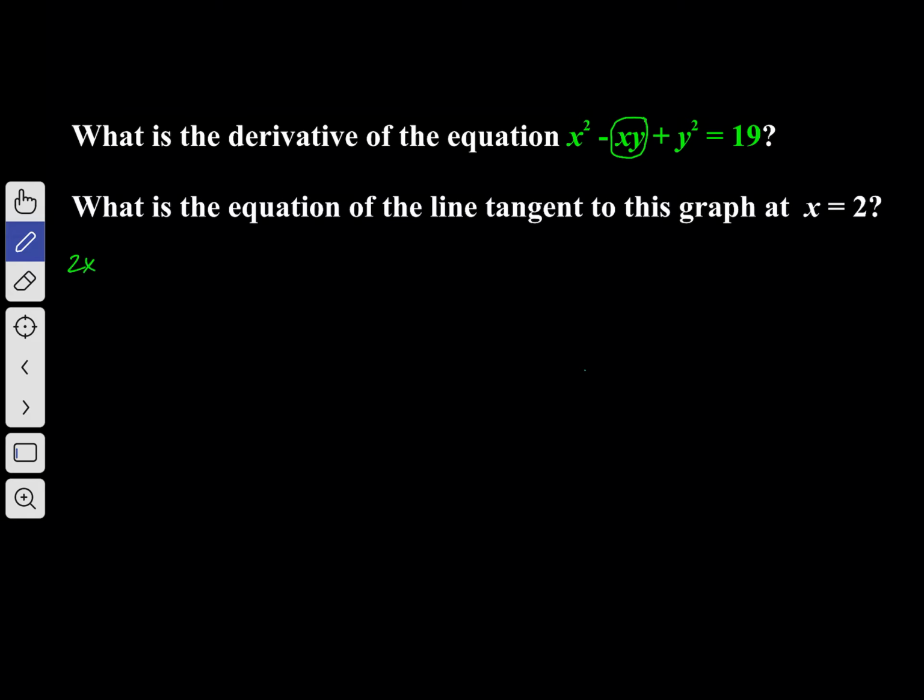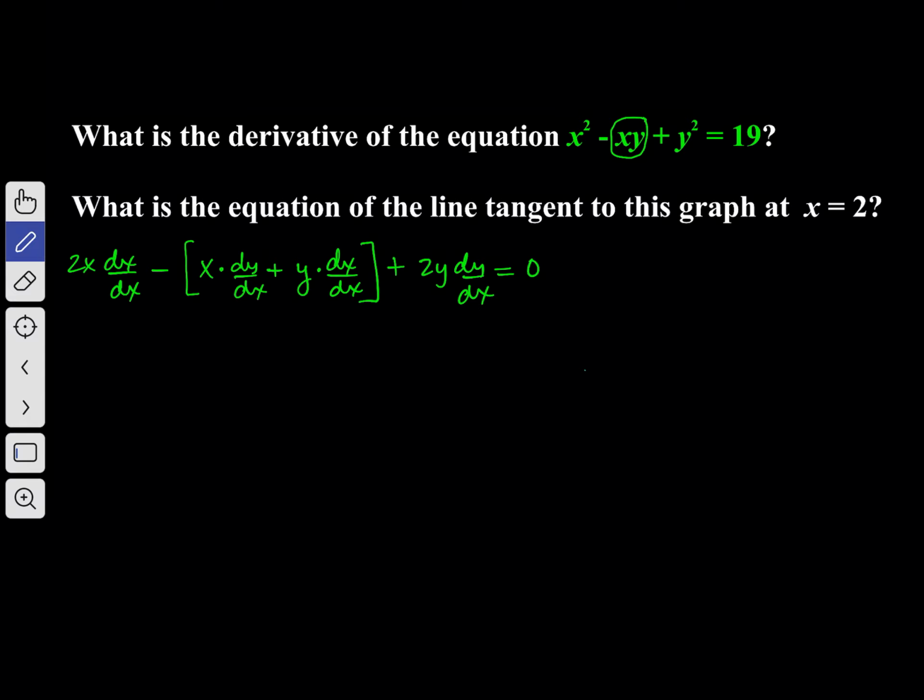So the derivative of the first term would be 2x dx, which is just 1. I like to write it out. You don't have to. You can just leave it off if you want. Okay, so minus, and now let's do the product rule. Product rule is first times derivative of the second plus the second times derivative of the first. Again, if you want to just leave it off, that's fine. I like to show it. Okay, and then the derivative of y squared would be 2y dy/dx, and the derivative of 19 would be 0.